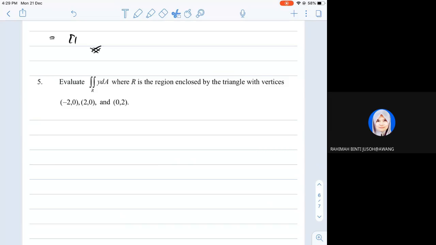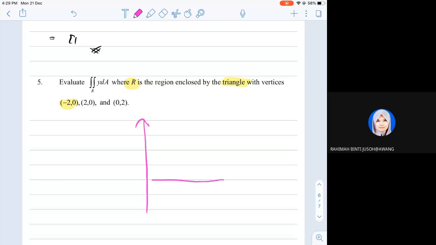First of all, we need to sketch the region R. We have a triangle with vertices negative 2, 0. On the x and y axes, here is negative 2, 0. Then we have point 2, 0, so x is 2 and y is 0. And then we have 0, 2. So this is the triangle.